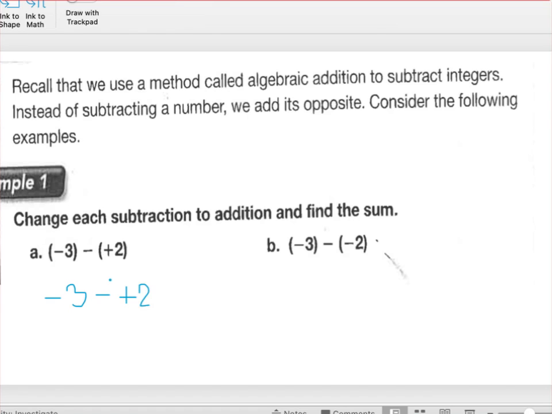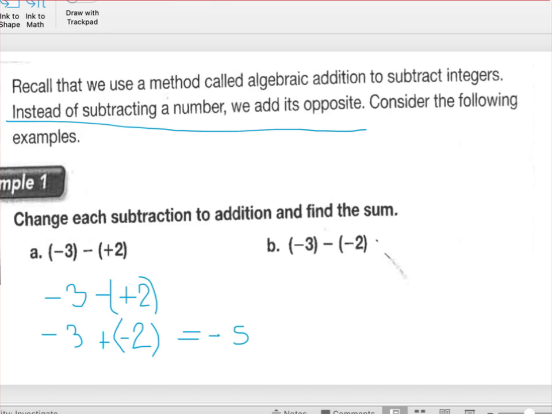Now what they're saying here is instead of subtracting, we're going to add the opposite. So we're going to take the subtraction sign, change it to plus, and instead of +2, it will be -2. So basically, we're just attaching that minus sign to the number behind it. We'll go ahead and write down the -3 plus a -2. We're adding, same sign, add, take the common sign. It's 5, and the common sign is negative. So the answer is -5.